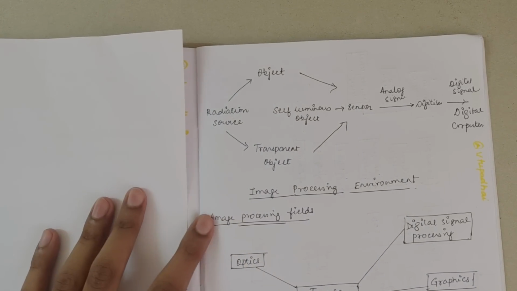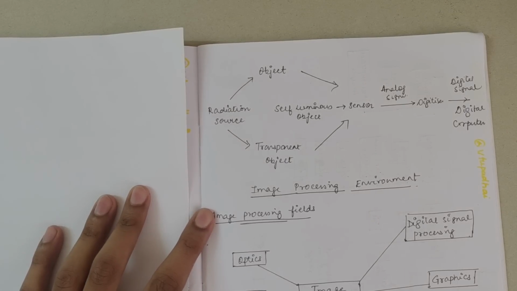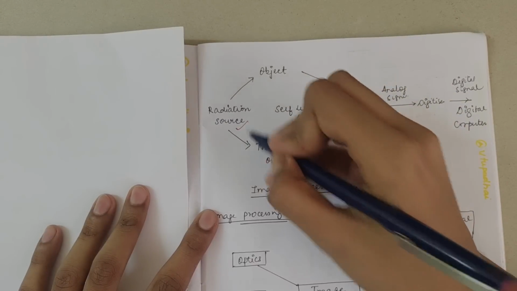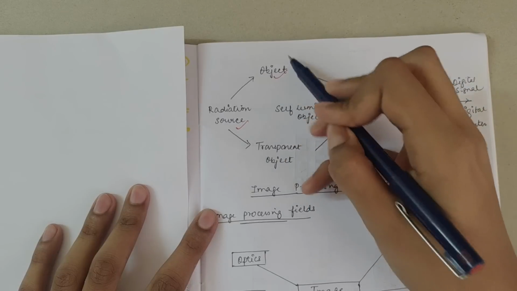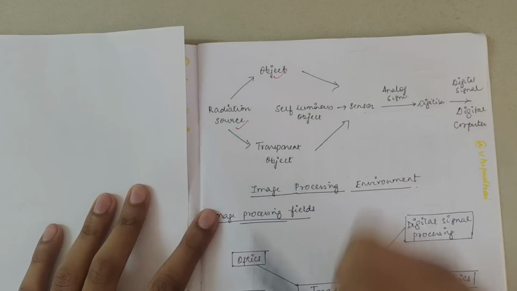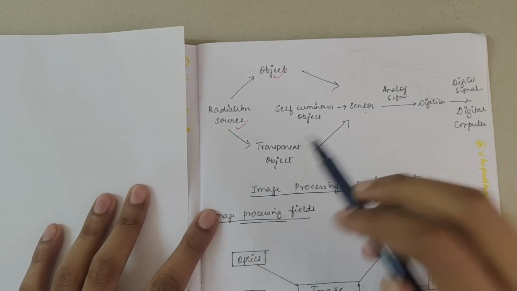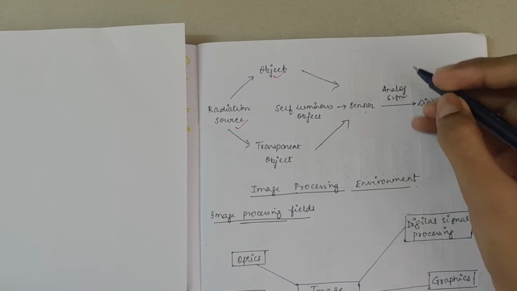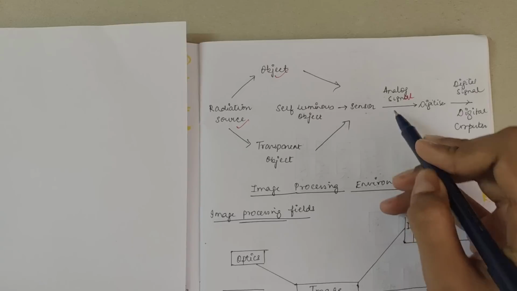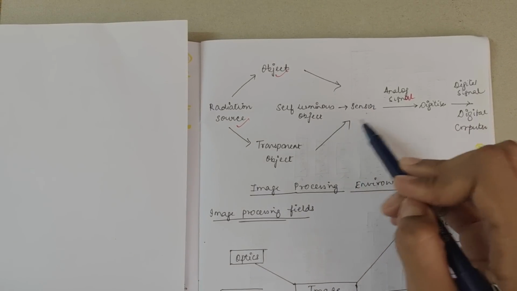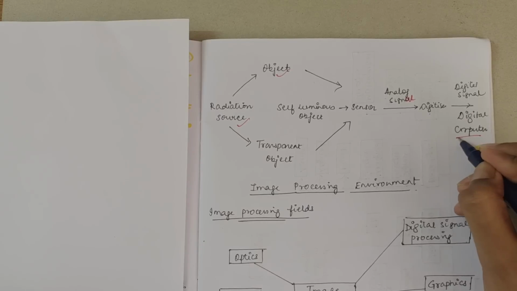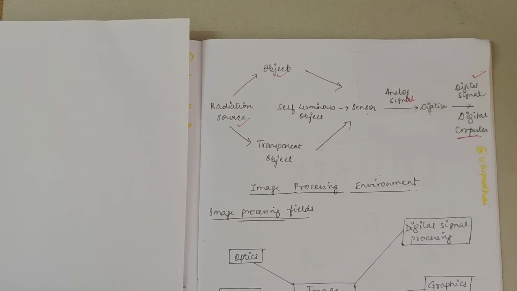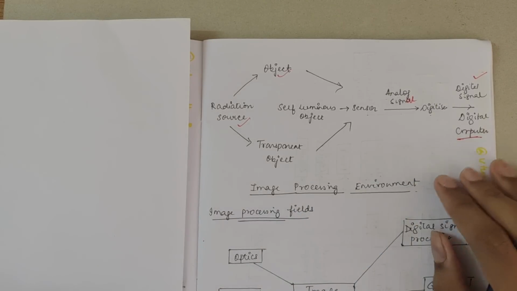Next we have the image processing environment. Now you have an image, so how will you process it? What is the environment for that? At first we have a radiation source, which illuminates an object. Followed by that we have a sensor. The analog signal from the sensor is converted by a digitizer. Then we feed the data back to a digital computer, using a digital signal. So that's all about the image processing environment, guys.